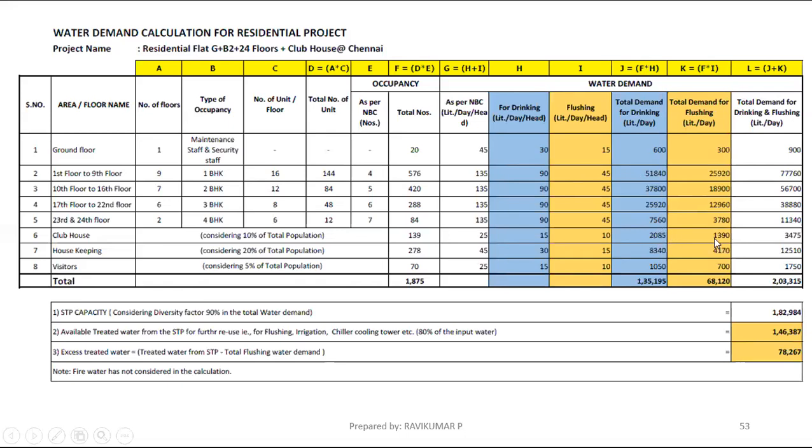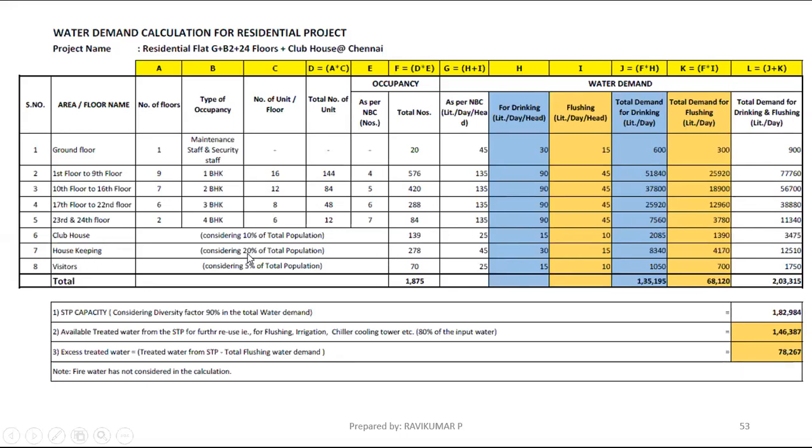The same thing for flushing: 10 liter you are considering for each person. So 139 persons into 10 means you will get 1390 liter. If you add both the flushing demand and the domestic demand, you will get 3,474 liter. Like that you will get.